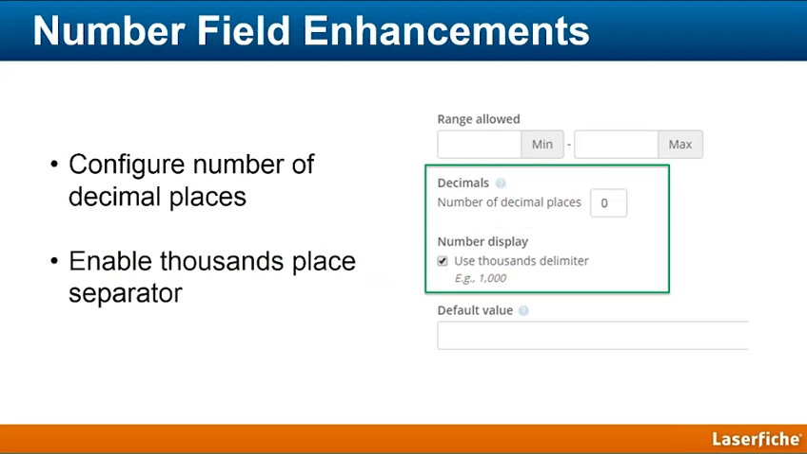Okay, so this is a quick slide here, but alongside the calculation enhancements, the number field has also been updated. It can now include one or more decimal places, and it can also automatically add the thousands delimiter.